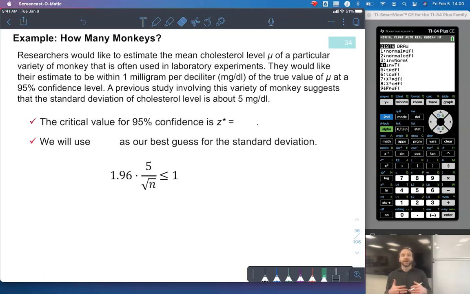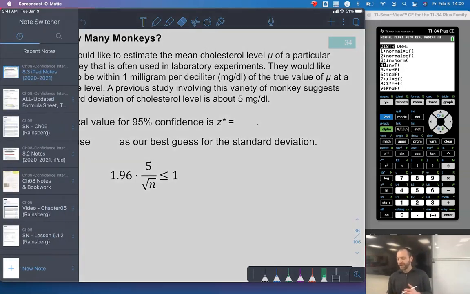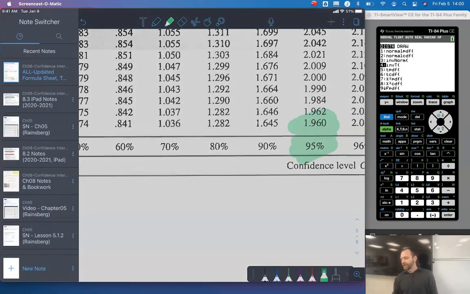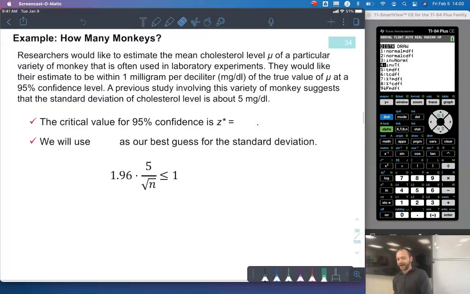You can use the inverse norm in your calculator. You can also use your table. We discussed this. It's right at the bottom there. You can see we said, hey, where it's infinity, label it Z star. And at 95%, I notice right here, I have a 1.96. Or I can estimate it by applying the empirical rule of 2. But I'm going to use 1.96 here because I can. So in this case, 1.96.